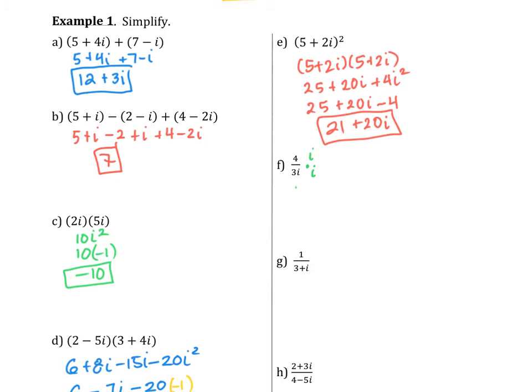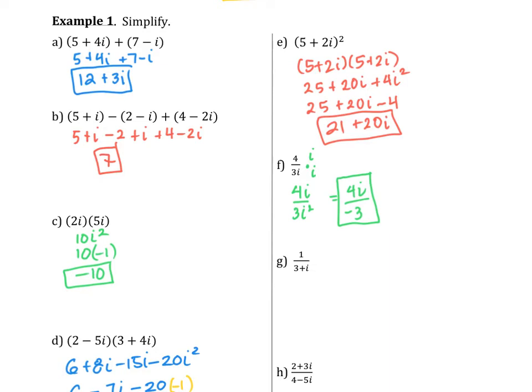So what am I going to get? I'm going to get 4i in the numerator and 3i to the second power. Because I know that i squared equals -1, in the denominator I have 3 times -1, which is -3. So I have -4/3 i. This complex number happens to only have an imaginary component, which is fine.